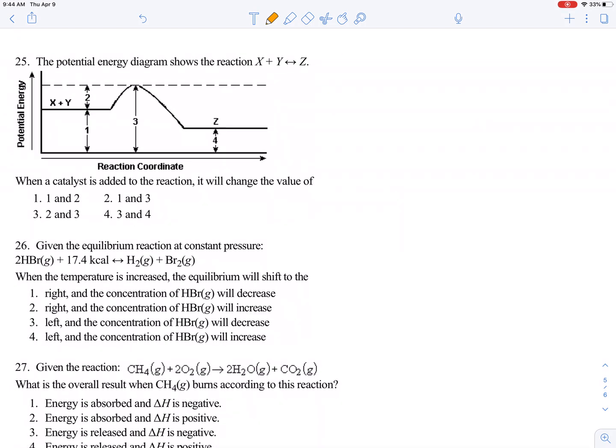25, when a catalyst is added to the reaction, it'll change what value? So drawing your catalyst, what does it change? It changes anything that once hit the top. So it's going to change 2 and 3. It's not going to change 1 because that's the energy that I started with, and it's not going to change 4 because that's the energy that I end with. It's just going to change the stuff in between.